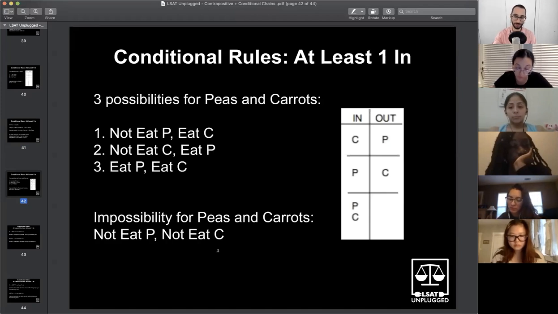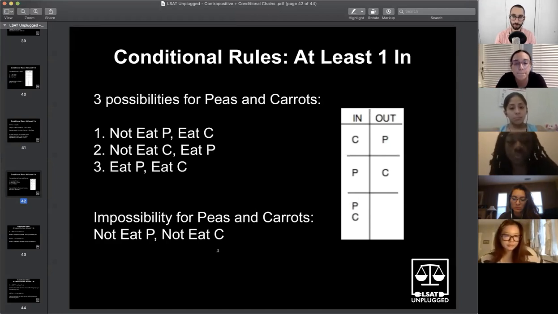Any questions on this one? This is really what it all comes down to. Very important to get this concept down. This has come up in so many logic games. I have a whole list of them.